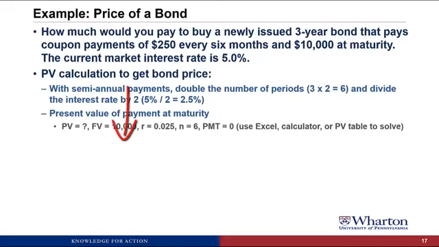So we're looking for the present value. We know the future value is $10,000. Interest rate is 2.5%. There are 6 semi-annual periods, and we set the payment equal to 0 now. Now you could use the formula with your calculator or the present value table or Excel. I'm going to pop to Excel to solve this.